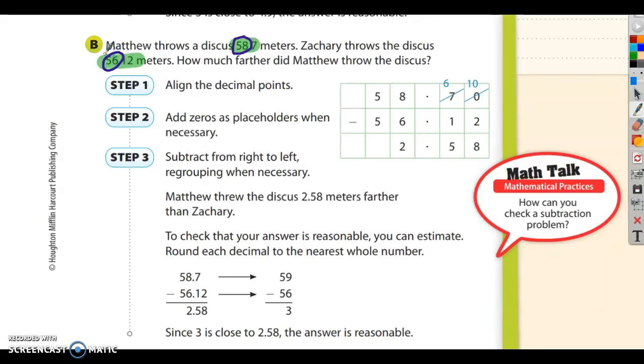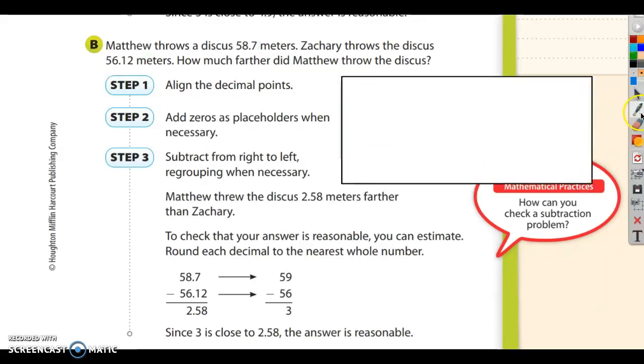But when we originally wrote this, it would have looked like this: 58.7 minus 56.12. What you would notice there is that my first term is only in tenths and my second term is in hundredths. And what some kids do, I think I need to make a whiteboard here. What some kids do is this. I'm going to try to prevent this from happening.